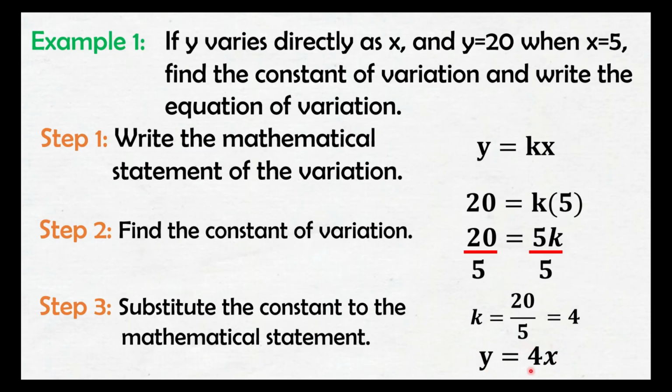So, pinalitan natin si k dito ng 4, kasi nga, nasolve na natin si k. So, again, isosolve muna natin yung k bago natin makuha yung pinaka-equation ng direct variation.